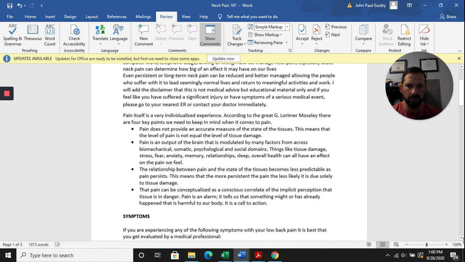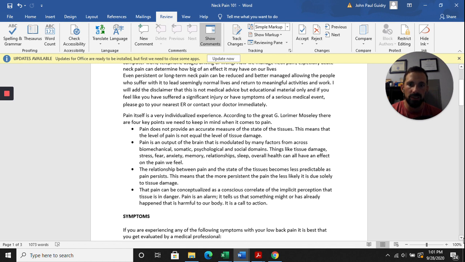Pain is an output of the brain that's modulated by many factors across biomechanical, somatic, psychological, and social domains. So what this means is things like actual tissue damage does come into play, but also things like stress, fear, anxiety, memories, relationships, sleep, our overall health and well-being can all have an effect on the level of pain we feel, and will differ obviously from person to person in each individual's life experiences.